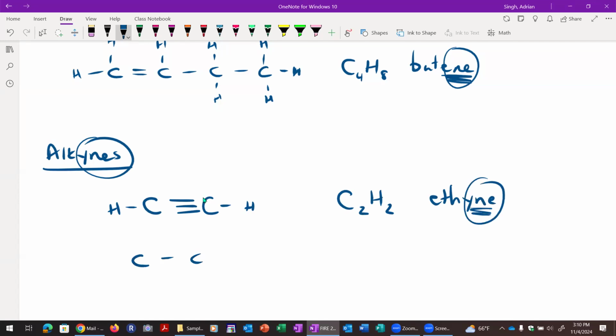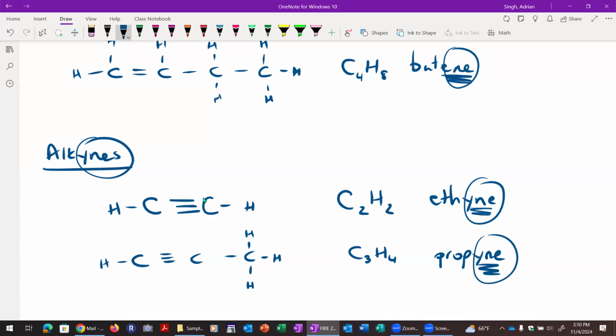If I have three carbons and I connect two of them with a triple bond, the first one is going to need one more bond to an H. This one in the middle already has one, two, three, four, so it's good and doesn't have any more bonds to make. The one on the end has three remaining. We're going to make those to H's. So we have three carbons and four H's. This is a molecule called propyne. The Y-N-E tells you that it is an alkyne.